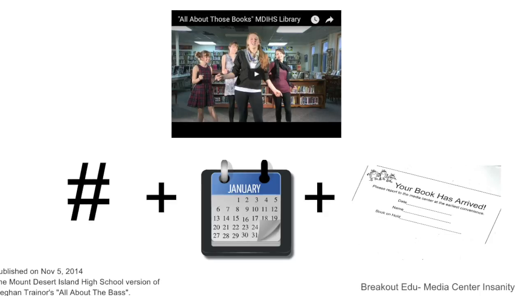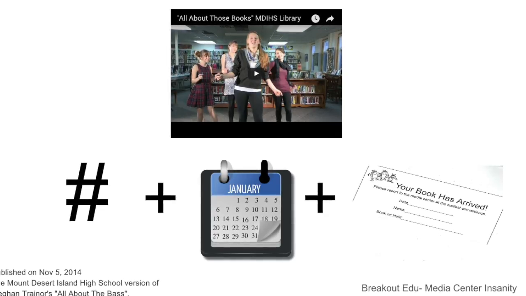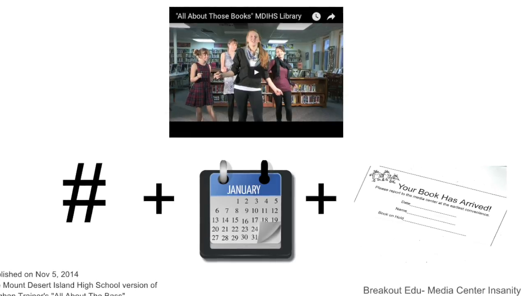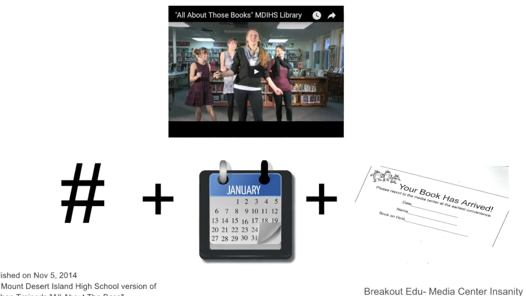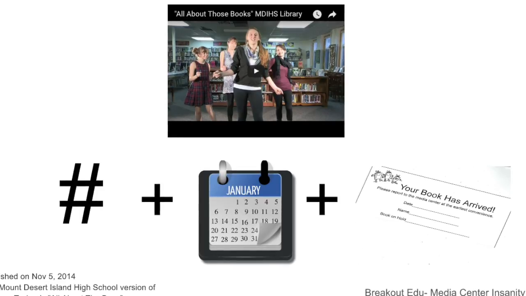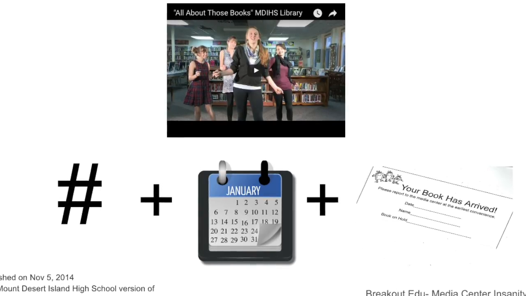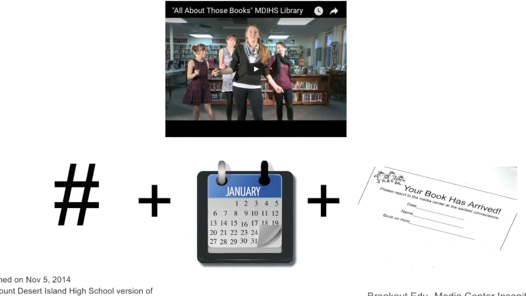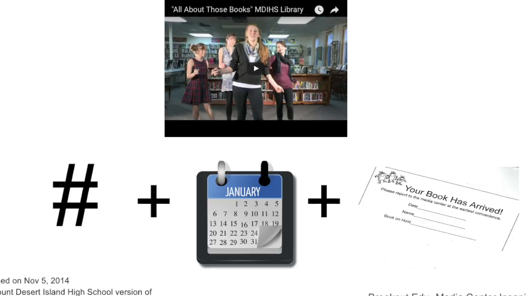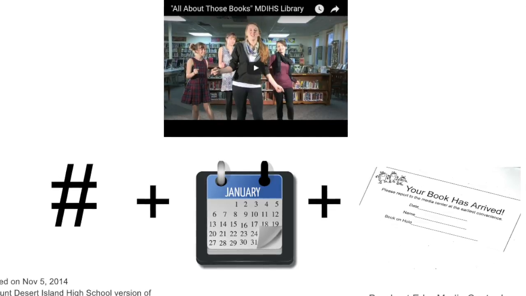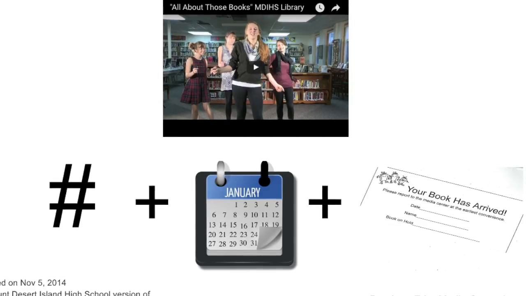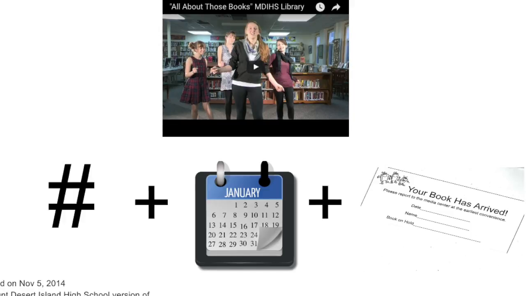So the first one is the number sign. And they're supposed to think number of books. So this is the number of books they can check out at a time. Next is the calendar. So how long can you have a book checked out for? And the third one is we put holds on books, and when your book has arrived, you have 3 days to pick up your books. So for example, in our thing, the first one is number of books, 4. 2 is 2 weeks is the amount of time you can have checked out, and 3 is the number of days you have to come and get your book after a hold.